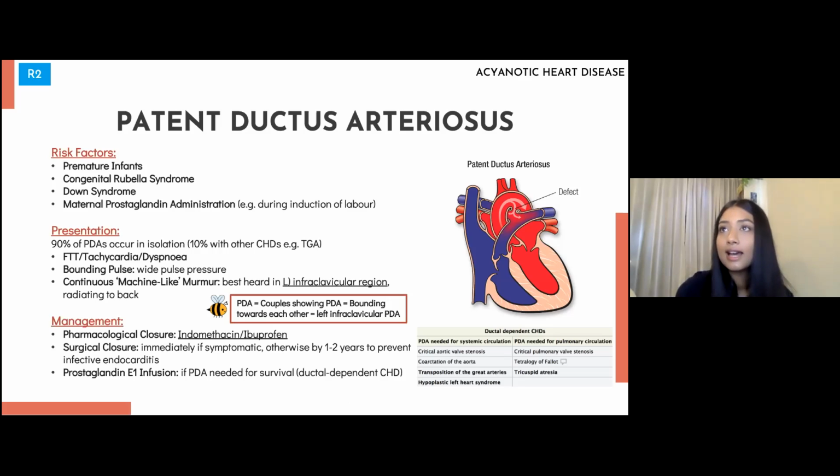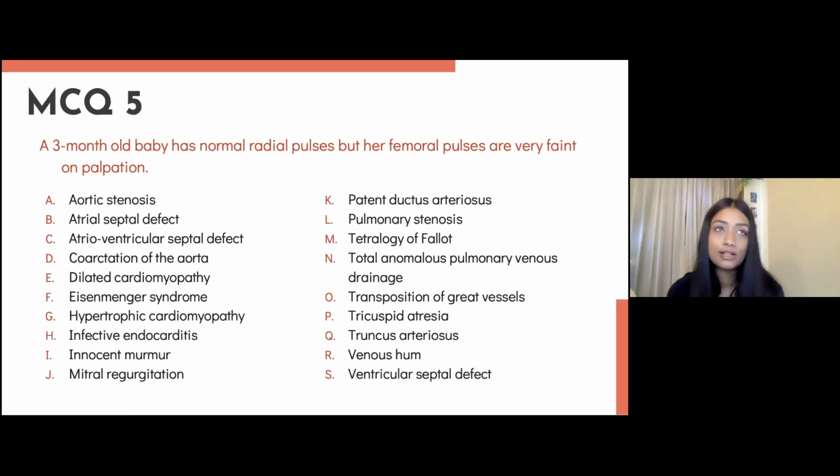Okay. All right, we'll move on to the next multiple choice question. So we have a 3-month-old baby that has normal radial pulses, but her femoral pulses are very faint on palpation.